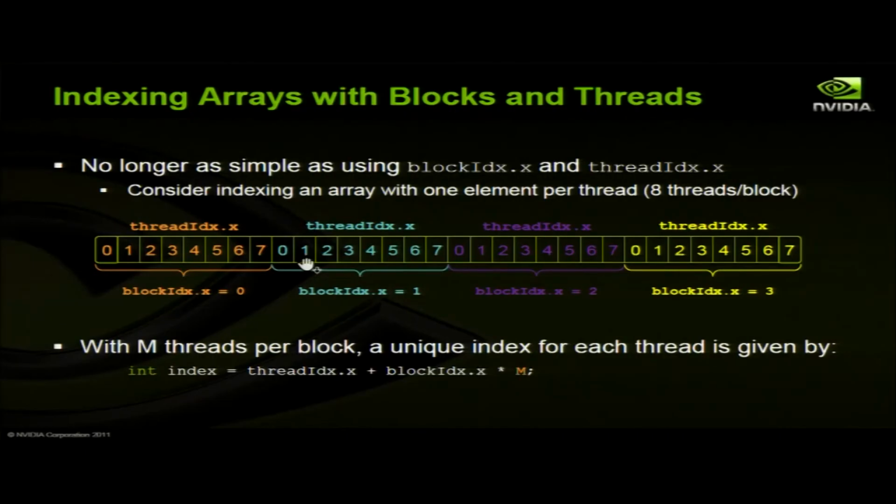Okay? So how do I find the index now? The formula is already given below. If you can see, it is blockIdx times m plus threadIdx. But let me give you another example to simplify it so that you understand what I am trying to tell.